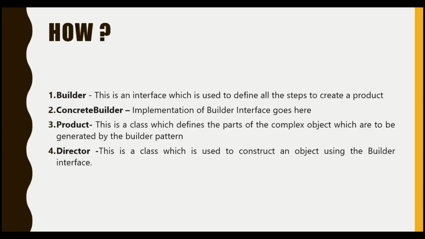Number 3, product. This is a class which defines the parts of the complex object. Like for a human being, we have hands, legs, eyes, ears and other parts which are to be generated by the builder pattern. Number 4, director. This is a class which is used to construct the complex object using the builder interface. Remember, a film director who is creating all the characters in a film.